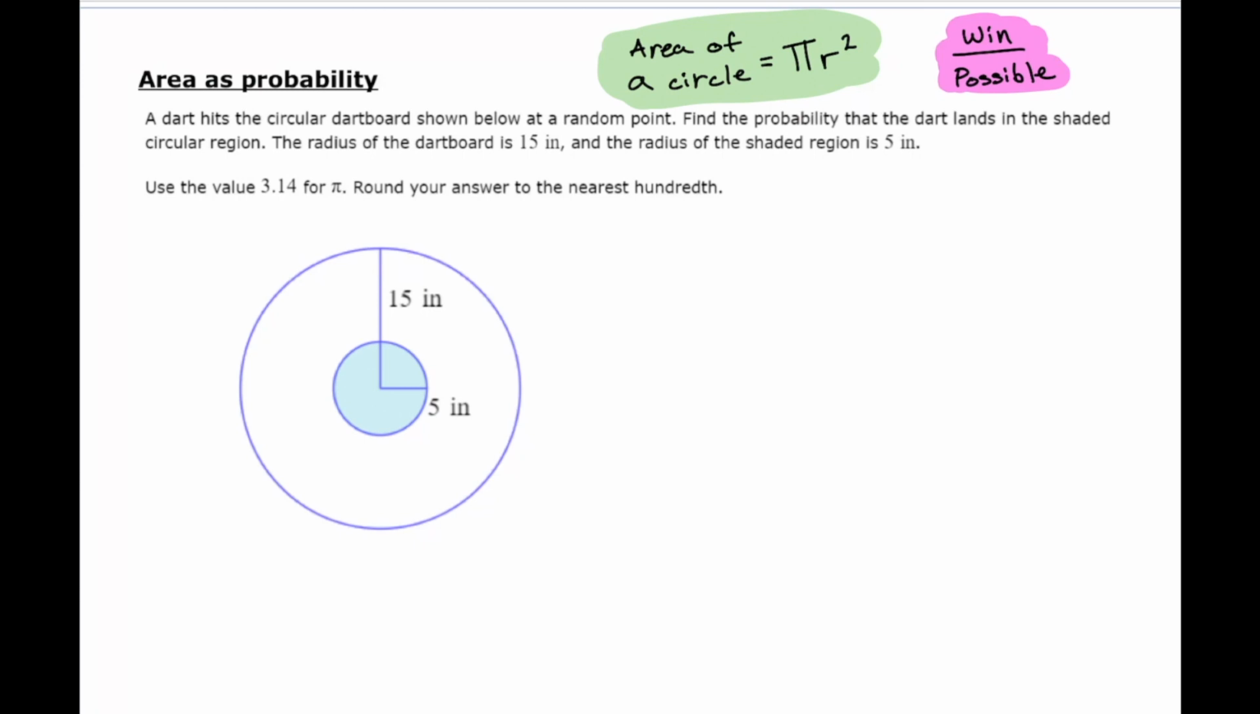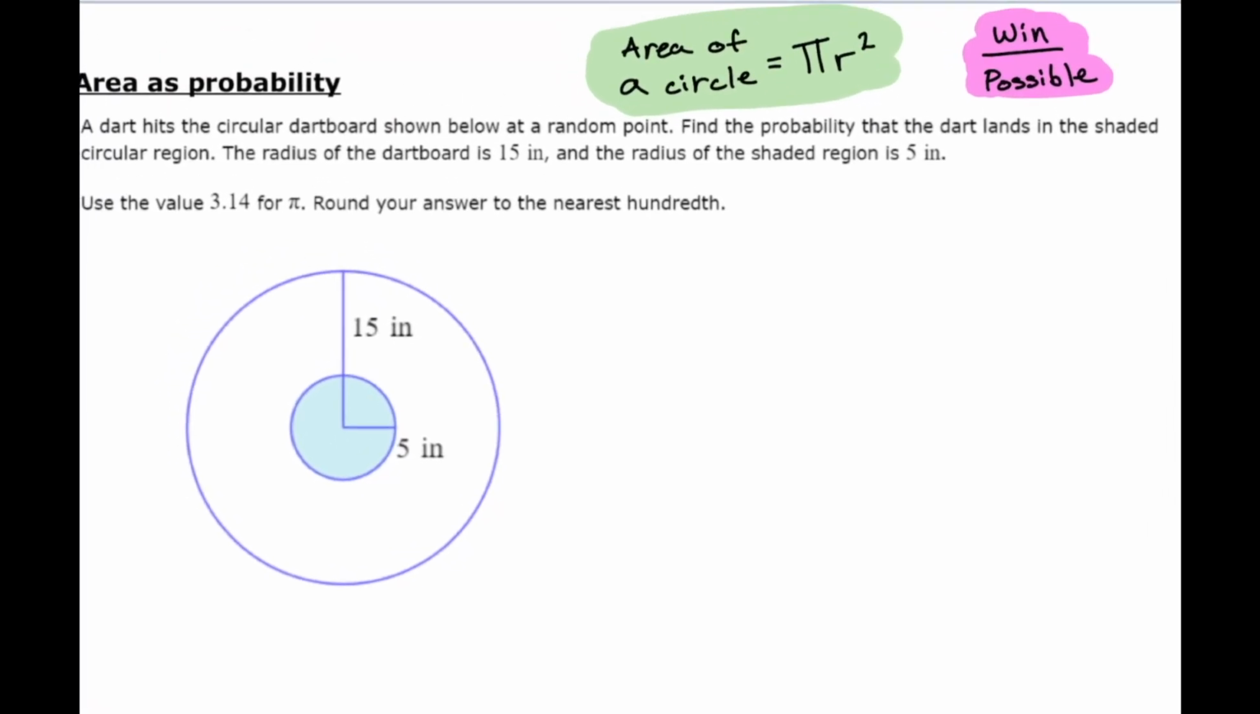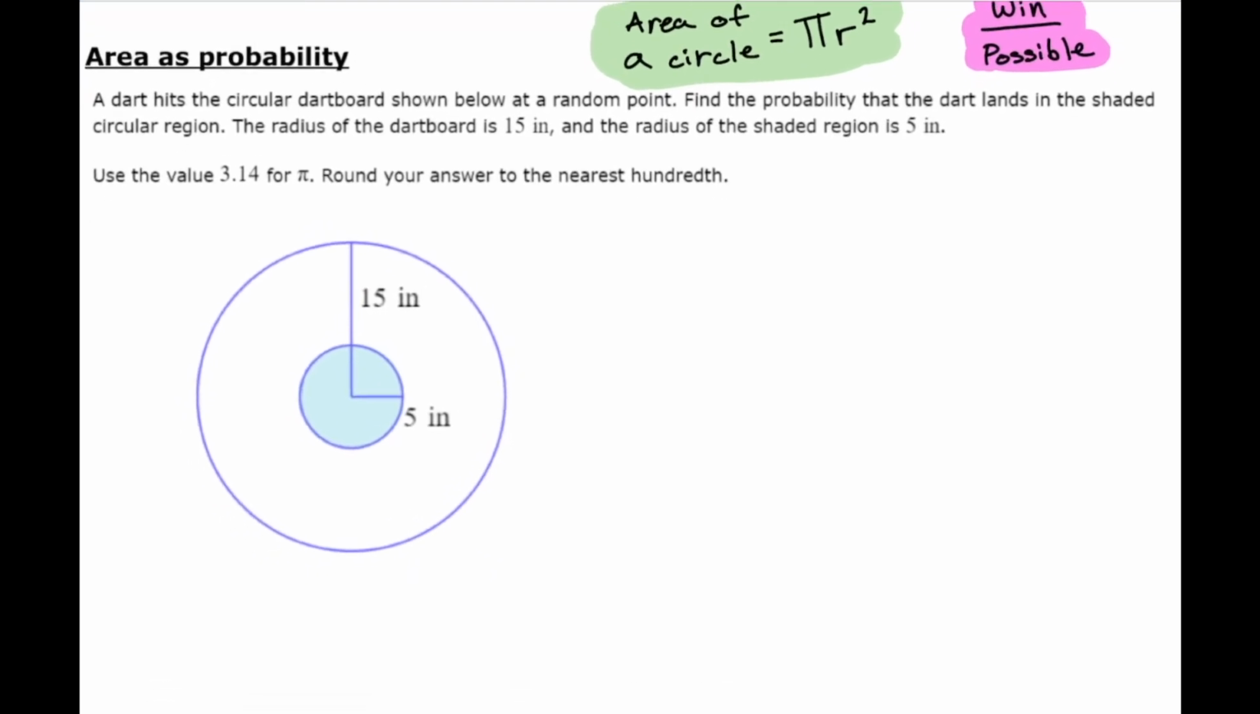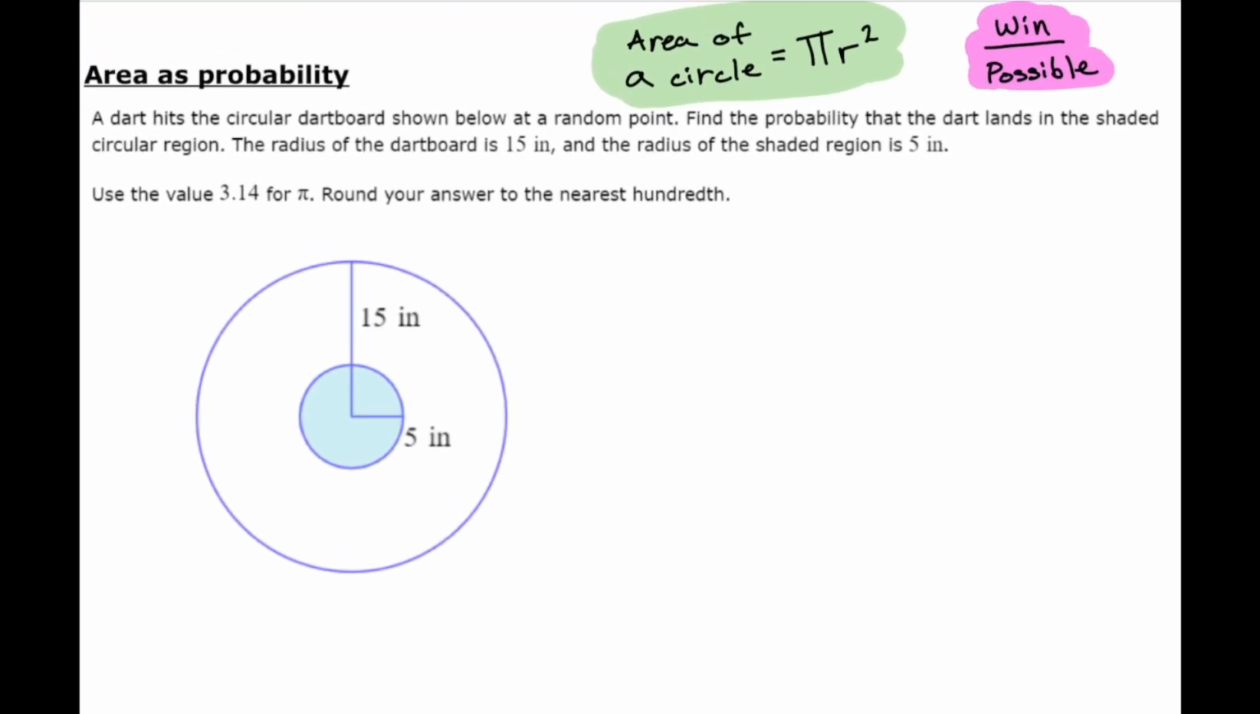We're going to figure out what the probability is that we can hit that little gray circle right in the middle. You can call that the bullseye or whatever. So here is how we set that up. It's going to be the exact same way that we've been setting up the other ones. We're going to be doing win divided by possible, just like we have up at the top. But in this case, what would be considered a win? Well, if I'm going to win, it's probably going to be hitting in the area of the shaded region. It says in the problem that's what we're trying to find: find the probability that the dart lands in the shaded circular region. That would be considered a win in this problem.